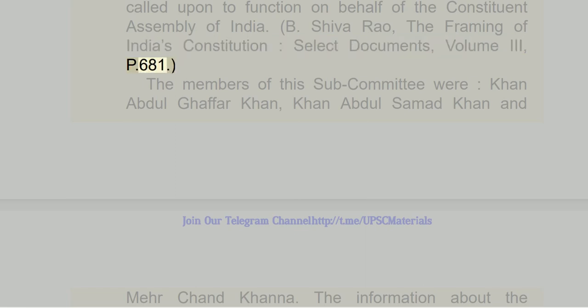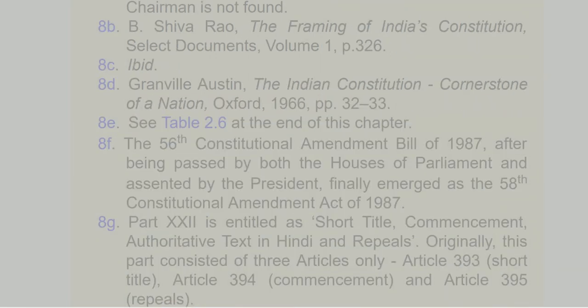8B. The members of this subcommittee were Khan Abdul Ghaffar Khan, Khan Abdul Samad Khan and Mehr Chand Khanna. The information about the chairman is not found. 8C. B. Shiva Rao, The Framing of India's Constitution, Select Documents, Volume 1, p. 326. 8D. Ibid. 8E. Granville Austin, The Indian Constitution: Cornerstone of a Nation, Oxford, 1966, pp. 30-33. See Table 2.6 at the end of this chapter.